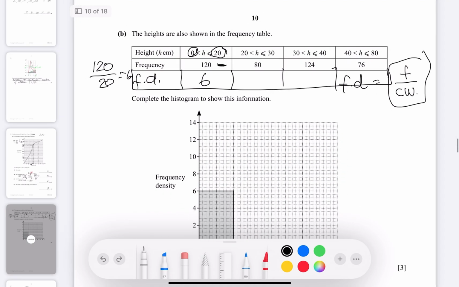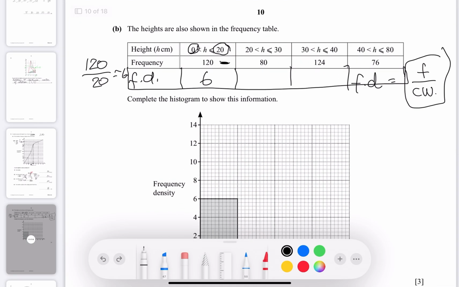So we continue this process. Frequency density for the next one is 80 divided by 10. Class width for this one is 10, because you do upper bound minus lower bound, so 30 minus 20. So that would give us a frequency density of 8. For the next one, 124 divided by 10 again, 12.4.